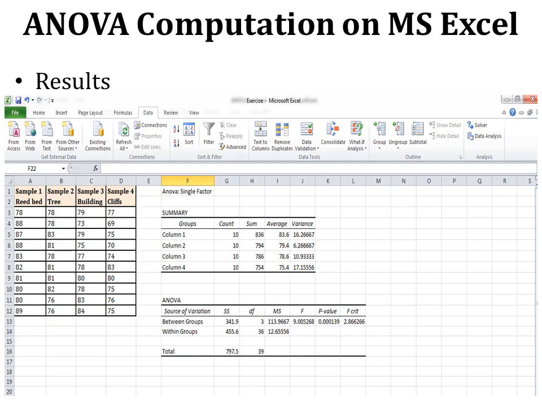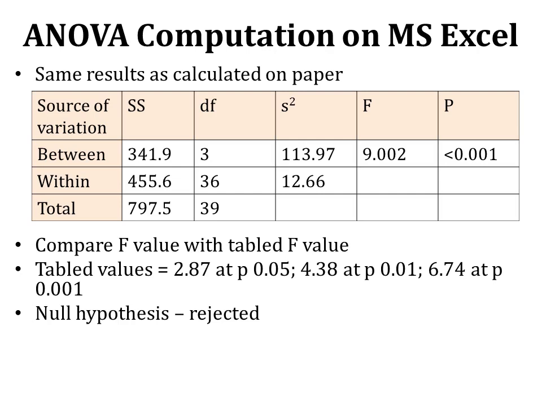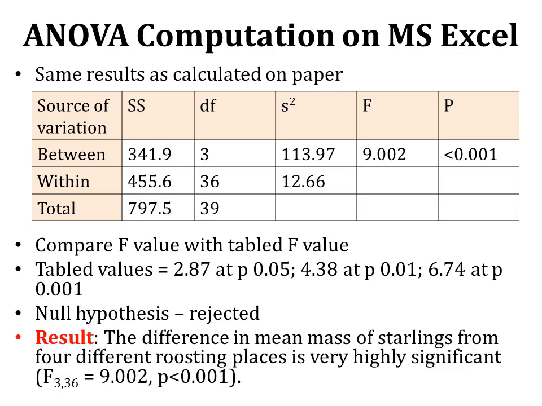So here we have the result output when we compute ANOVA in Microsoft Excel. Let's compare it. So these are the same results as we calculated on paper, right? This is the table that I copied from the exercise when we solved it on paper. So these are the same values. The null hypothesis is rejected, and the result is that the difference in mean mass of starlings from 4 different roosting places is very highly significant.